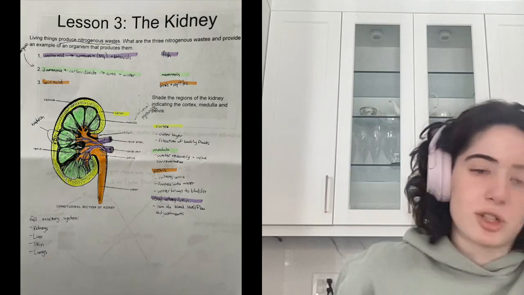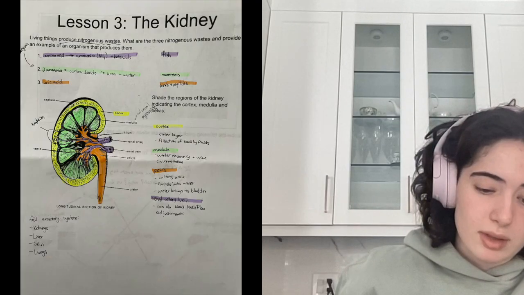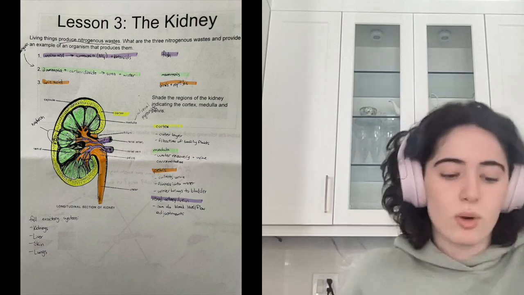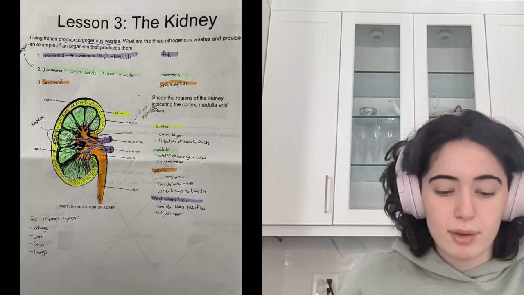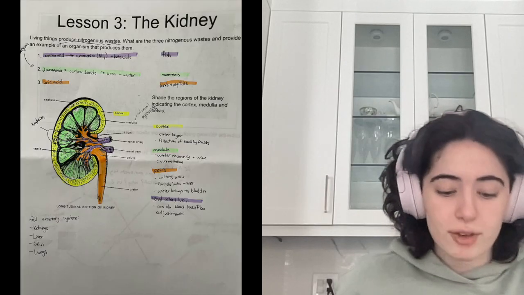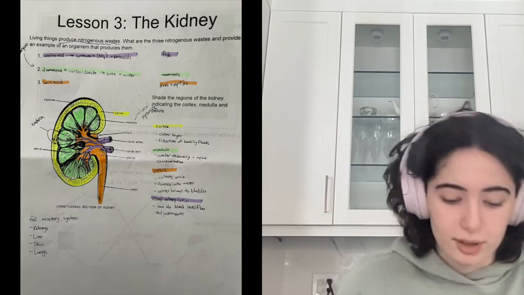I'll throw up a picture of a kidney on screen. There's a cortex, which is the outer layer and handles filtration of bodily fluids. There's the medulla, which is in charge of water recovery. There's the pelvis, which collects urine, and there's the renal artery and vein.